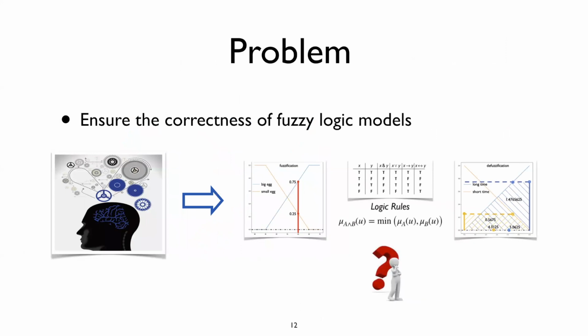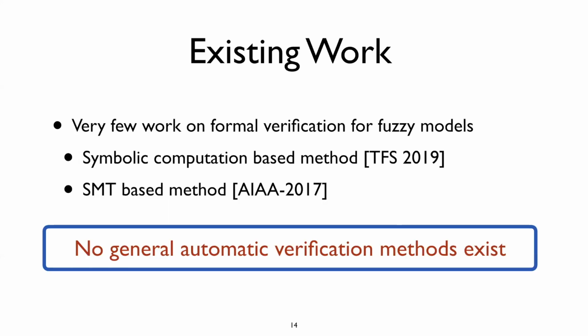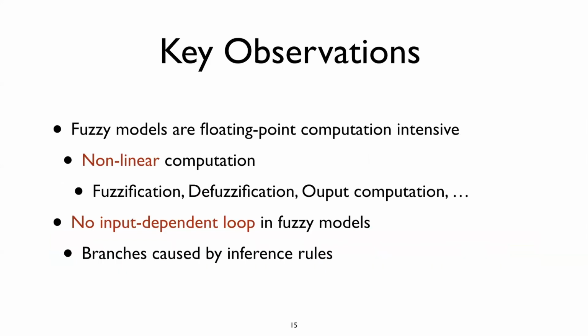As we can see, the functions and the rules are very critical for fuzzy logic models. How to ensure the correctness of fuzzy logic models is really challenging, especially when they are applied in safety critical areas. So theories and techniques for ensuring the correctness of fuzzy logic models are needed. As far as we know, no general automatic verification methods exist for fuzzy logic models, especially for some general properties. Our key observations of fuzzy logic models are as follows.